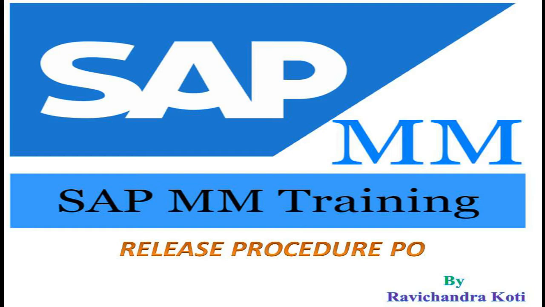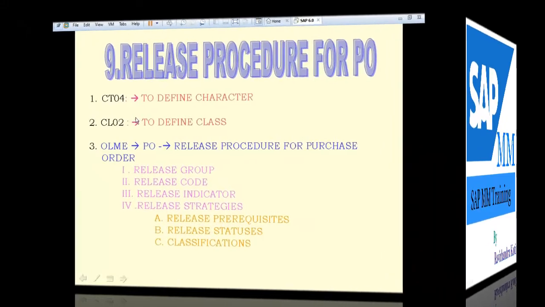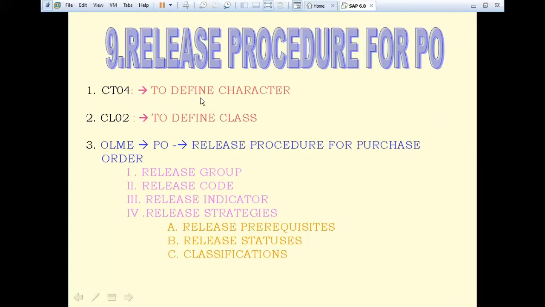In today's session, we are discussing the release procedure for the PO organizational structure. Same steps: CT04 to define the characteristic, CL02 to define the class, then OLME, PO, release procedure for purchase order. In that we have release group, release code, release indicator, release strategies, then release prerequisites in the release strategy only, release status, then classification.